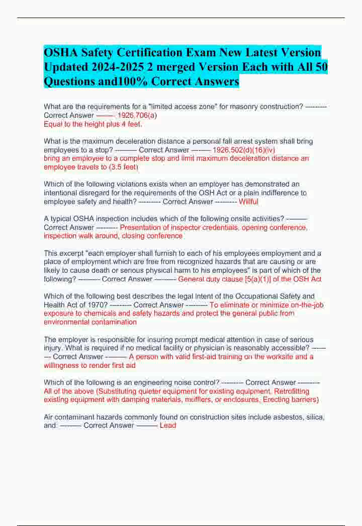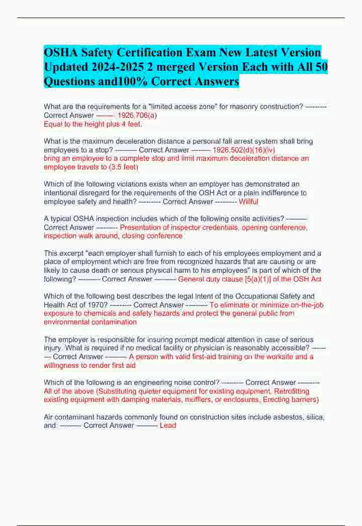What is the maximum deceleration distance a personal fall arrest system shall bring employees to a stop? Correct answer, 1926.502(d)(16), bring an employee to a complete stop and limit maximum deceleration distance the employee travels to 3.5 feet.